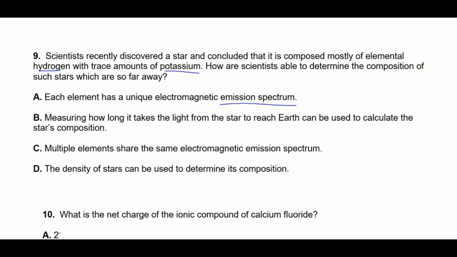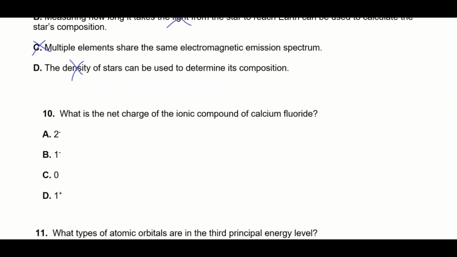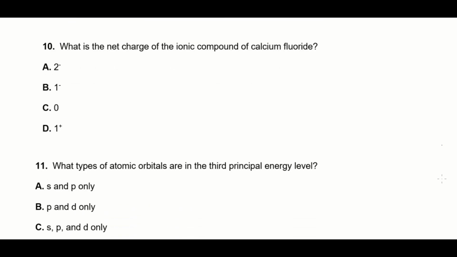You certainly wouldn't. Light travels at the same constant speed through a vacuum, and this is just wrong. Just the opposite of what we're trying to teach you. And density is not going to be used to uniquely identify. How would you get the mass or the volume of something, of a star? I don't know. Maybe you can.